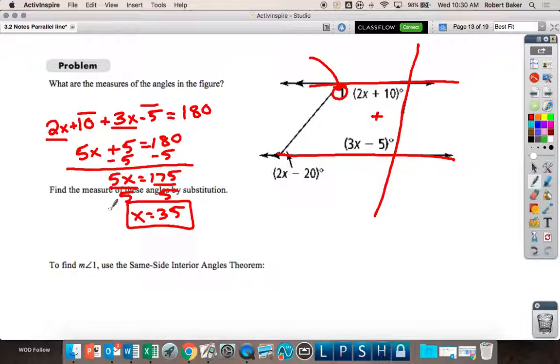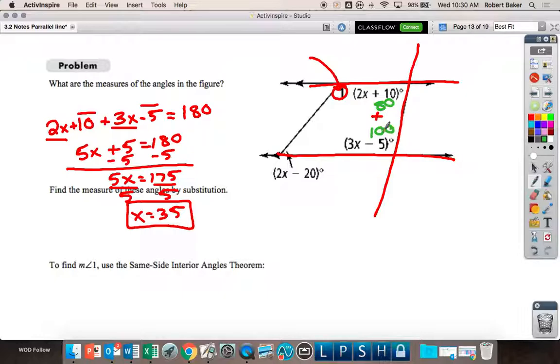So I like to plug it back in because I like numbers. 70 plus 10 is 80. And 105 minus 5 is 100. That's cool. Does 80 plus 100 equal 180? Yeah. Awesome. But have we solved for angle 1 yet? No. Plug it in.